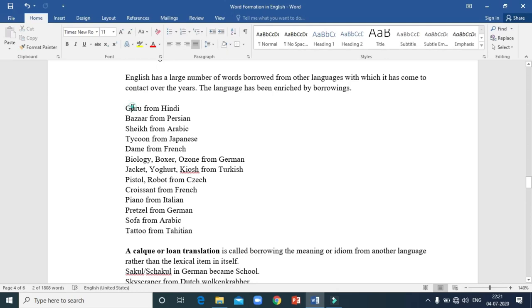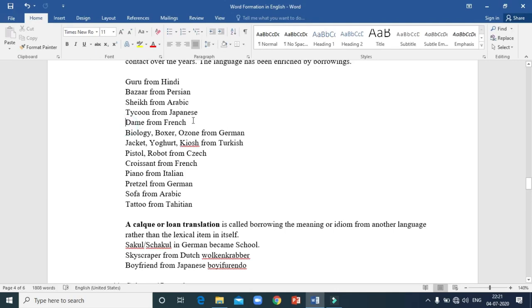English has borrowed guru from Hindi, bazaar from Persian, sheikh from Arabic, tycoon from Japanese, dame from French, biology, boxer, ozone from German, jacket, yogurt, kiosk from Turkish, pistol, robot from Czech, croissant from French, piano from Italian, pretzel from German, sofa from Arabic, tattoo from Tahitian. So these are all borrowed words.